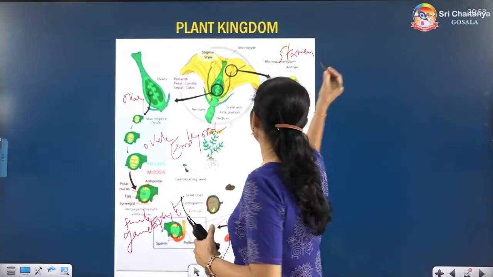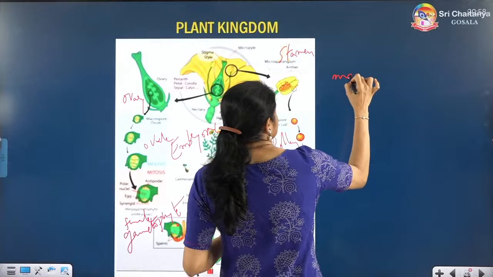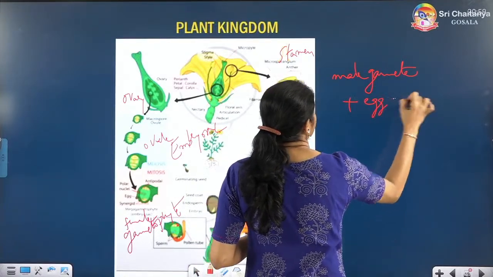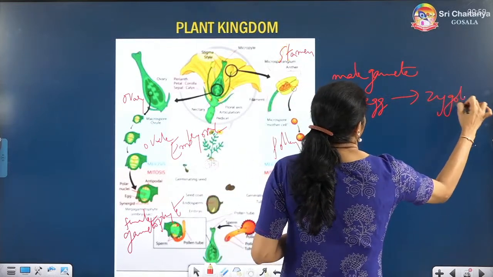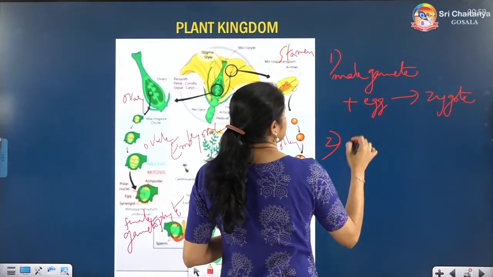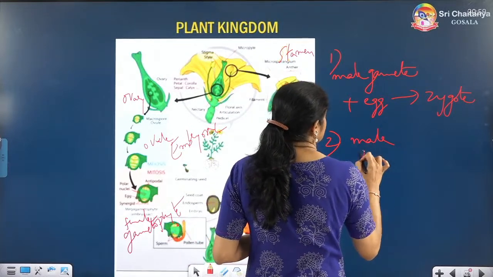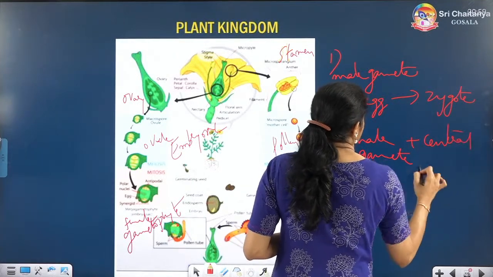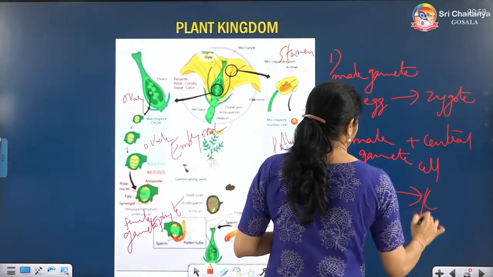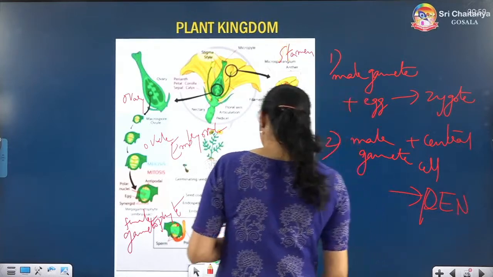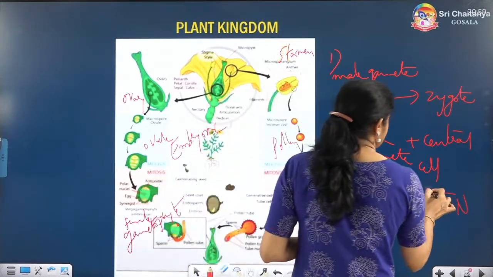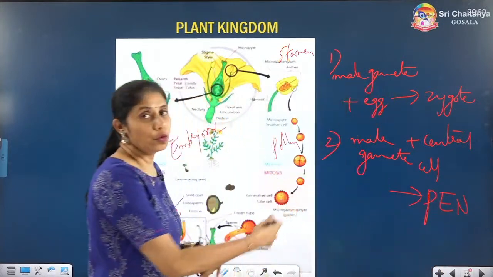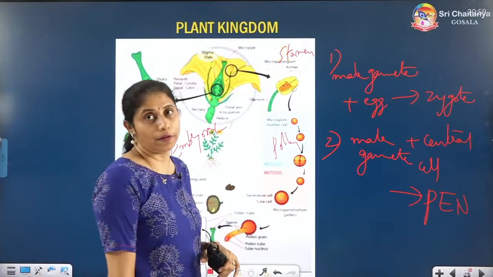So imagine that one male gamete is there, fertilizes with the female gamete or egg to form the zygote. This is the first fertilization. Second fertilization, next male gamete with the central cell. This forms the primary endosperm nucleus. So 2 fertilizations are there, so double fertilization and triple fusion.